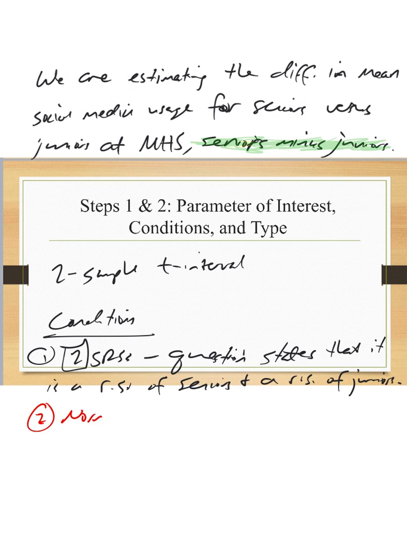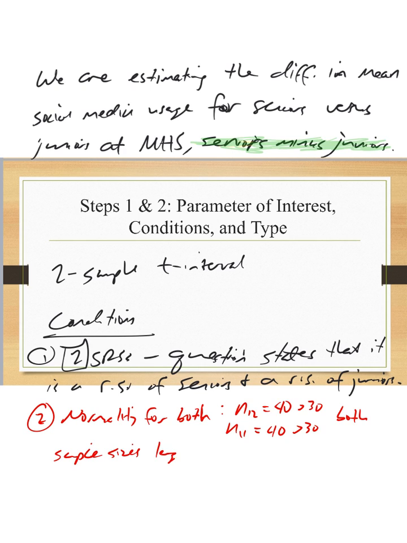2, normality for both. And what we have here is, if you recall, n sub 2 equaled 40 and n sub 1 equaled 40. Obviously, those are both greater than 30. So both sample sizes are large enough to utilize the central limit theorem for a normal sampling distribution. Okay, and again, that's why that sample size is important, is we're trying to get to that normal sampling distribution.